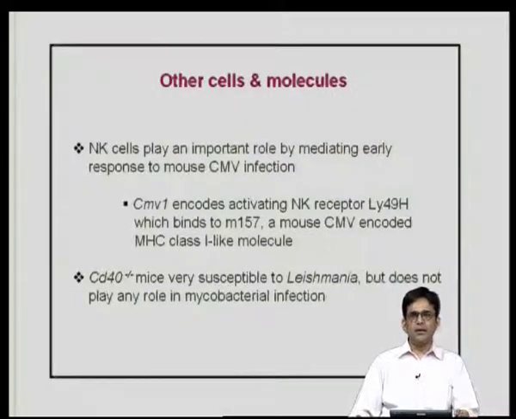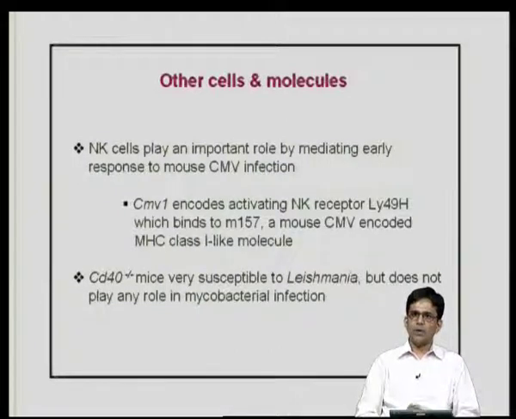Okay, the other cells that play an important role are your natural killer cells, and here natural killer cells are important because in some cases they are important in response to viral infections, and this came out with the discovery of CMV1. Now CMV1 was a locus which was encoding resistance to a particular virus, and people were not clear as to what the mechanisms were. Subsequent studies showed that CMV1 encodes an activating NK type receptor, LY49H, which binds to mouse cytomegalovirus, and it generates some sort of a response.